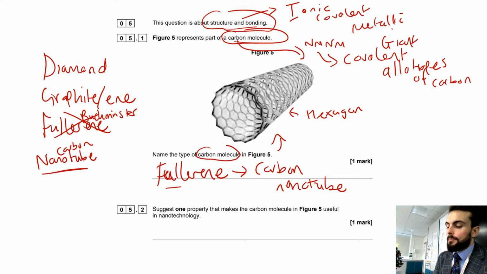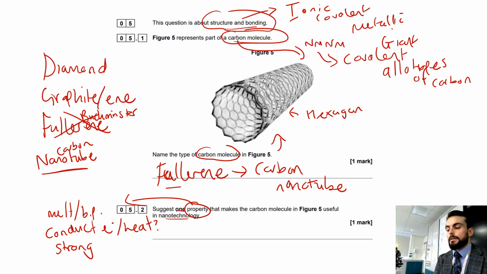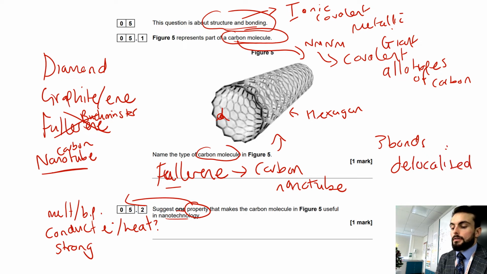And the next one: suggest one property that makes the carbon molecule in figure 5 useful for nanotechnology. Properties. What are you thinking? You're thinking melting and boiling point, maybe. You're thinking, does it conduct electricity or heat? You're thinking, is it strong or weak? For this one, the most useful property is that each carbon is only making 3 bonds, so that means we have delocalized electrons. Therefore, this one is very good for conducting electricity.